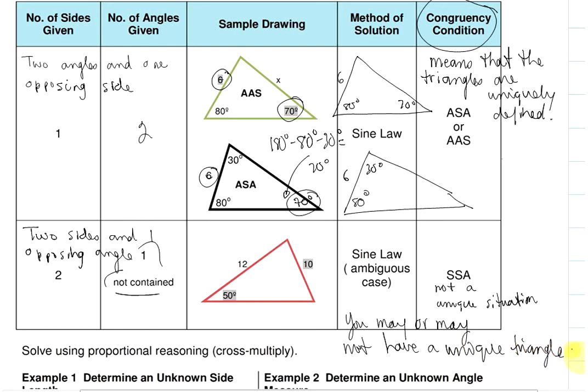So what does that mean? That means that you can still use the sine law because you have an angle opposite a given side, but you may not get a unique triangle. You may have to check to see if there is another triangle that's possible in the same situation. So they won't be unique. We call this the ambiguous case. In the next couple of videos, we'll take a look at how we can use the sine law.